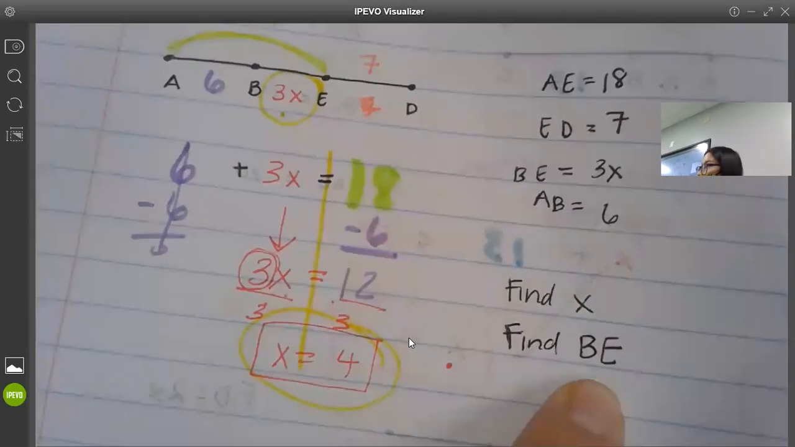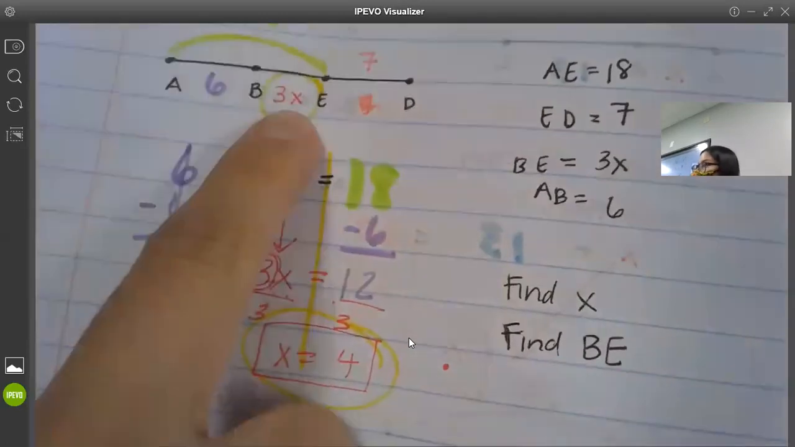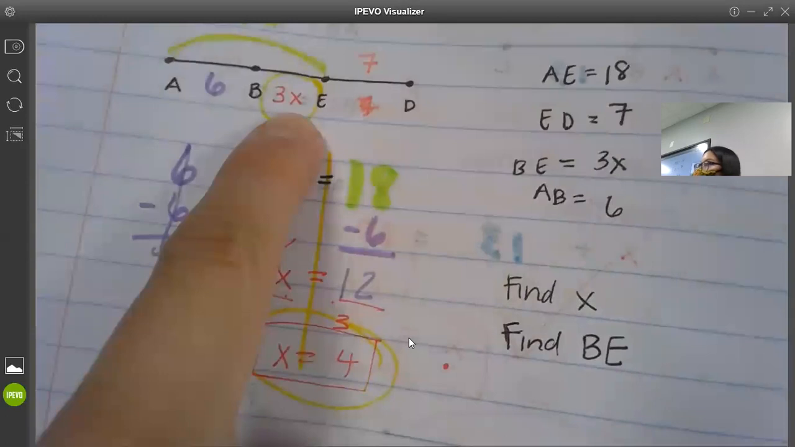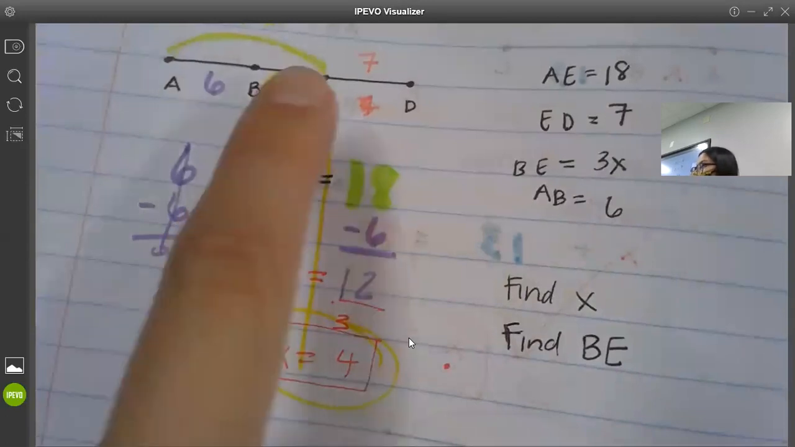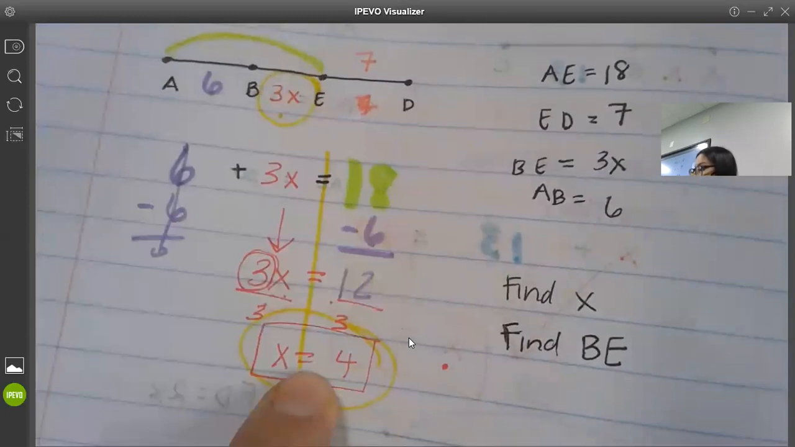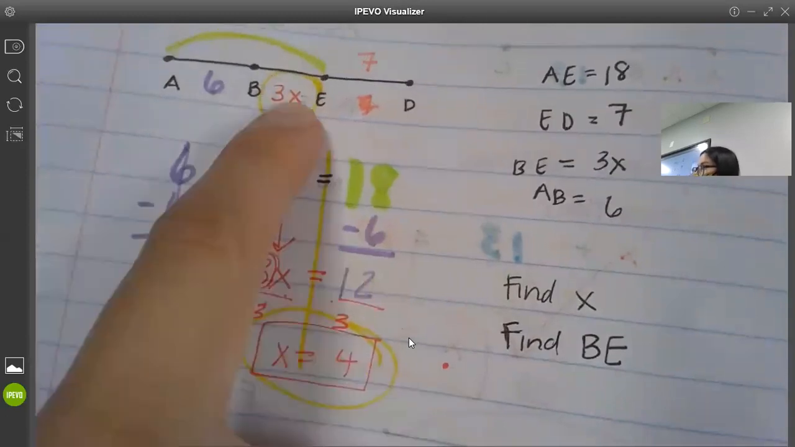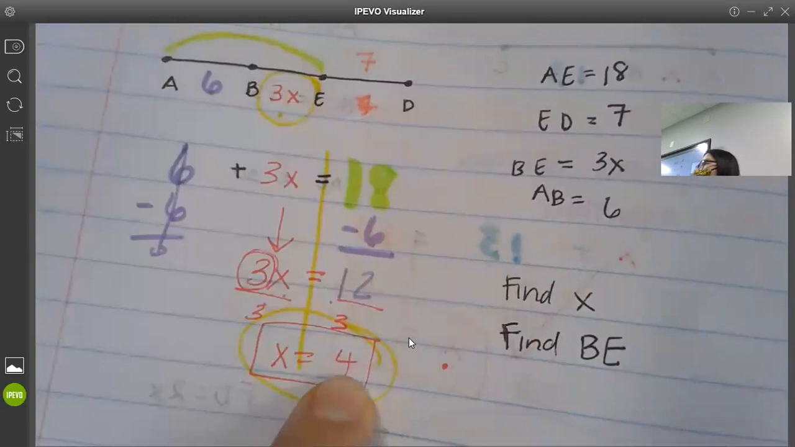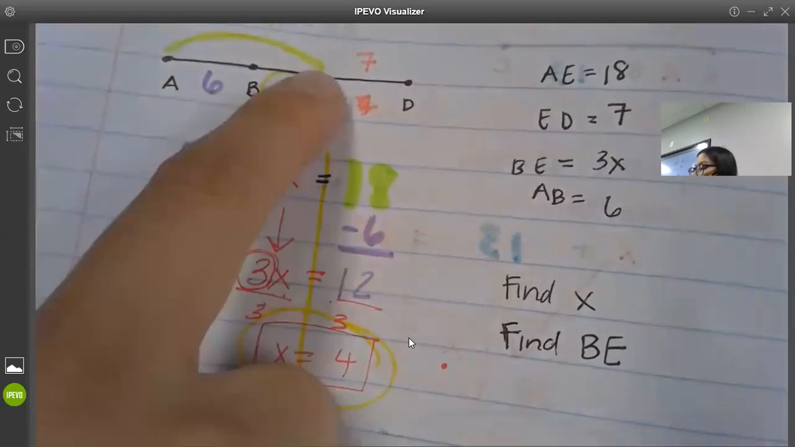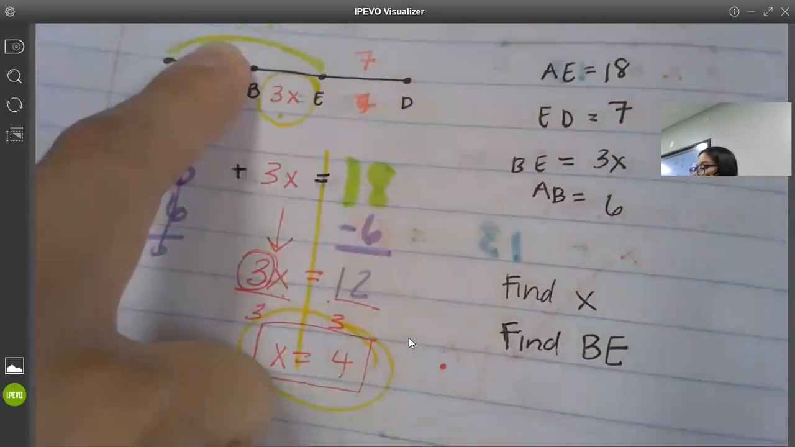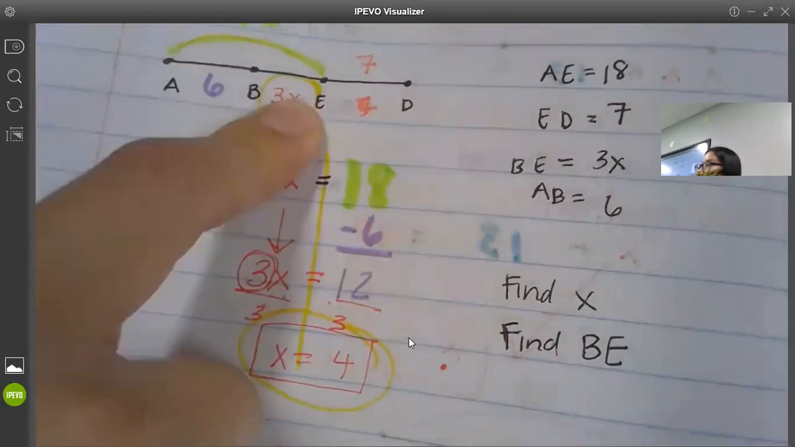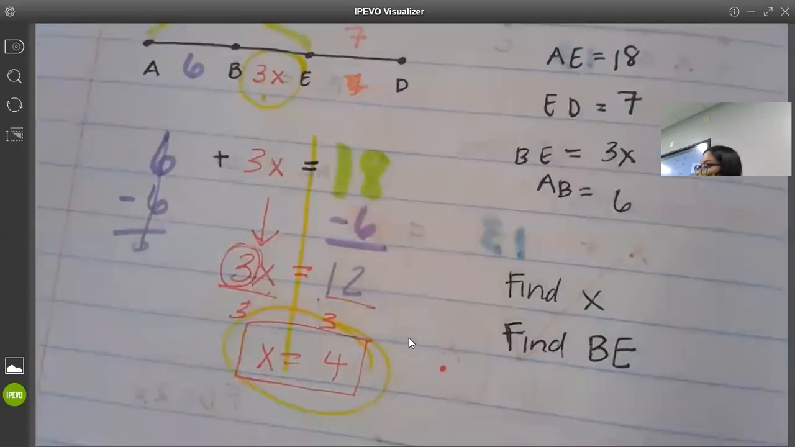Let me show you again. BE is 3X. Right now we don't know what that number is if we just write X, but now we know X is four. So you can replace the X with the number and get the answer. Or the whole thing is 18. This part is six, take away six. How much is left over? It's one of the two.